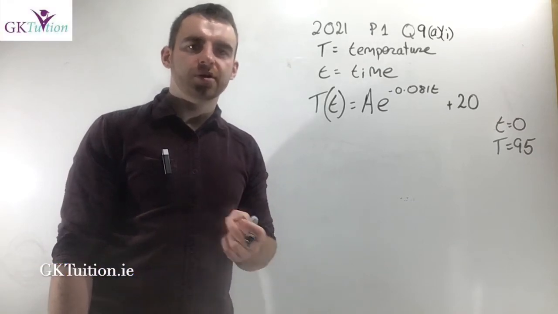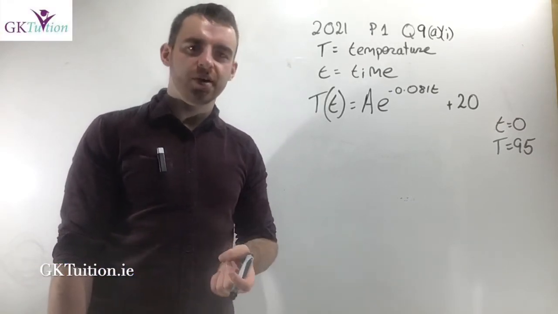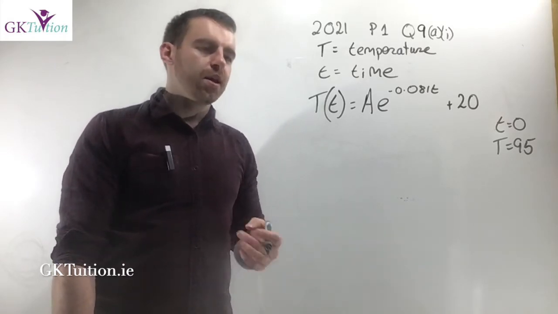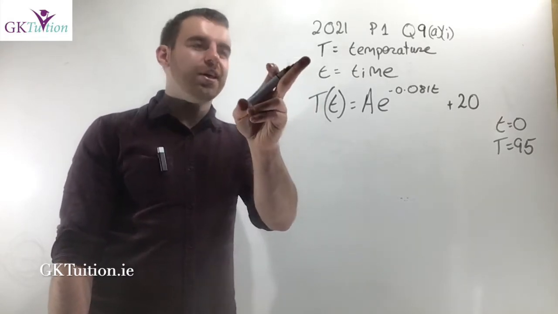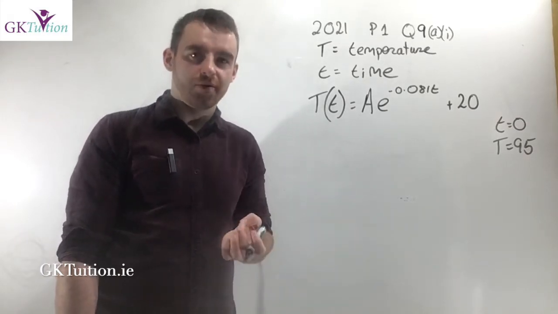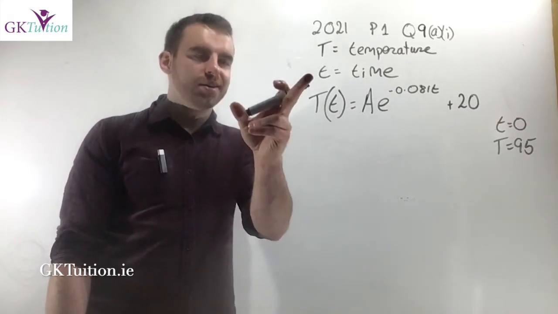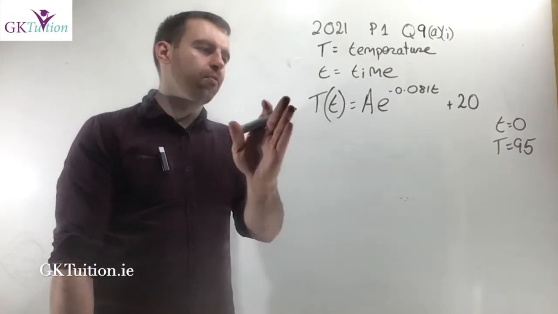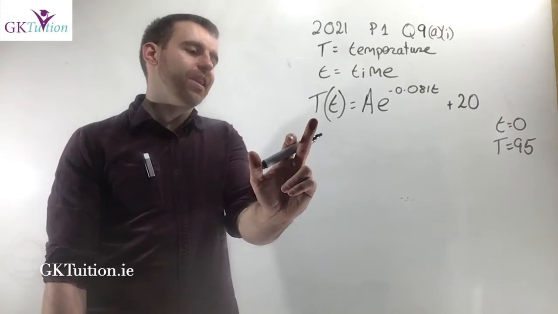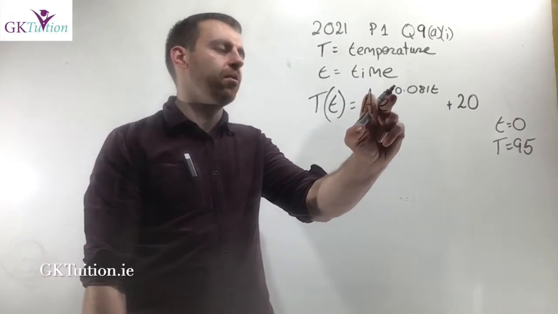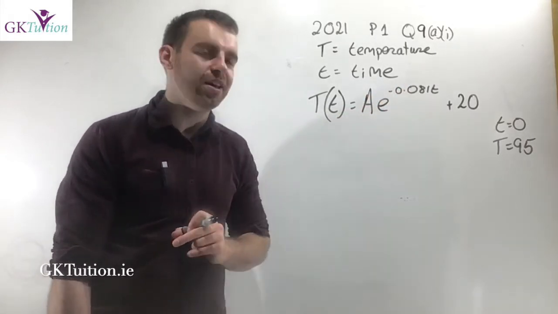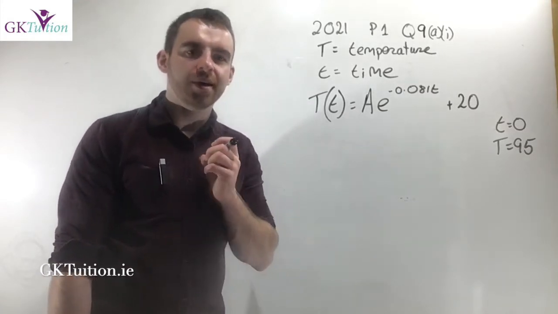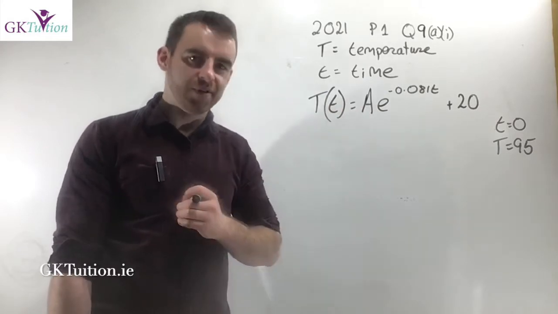Okay, in this video we're looking at 2021 paper 1 question 9, and we're basically starting off with a log problem here. In this problem, the capital T represents the temperature of a cup of coffee, and the small t represents the time since the coffee was brewed. The formula we're given is that T of t is equal to A e to the power of minus 0.81 t plus 20, where A we're told is a constant. Now, we're asked to show that A is equal to 75.